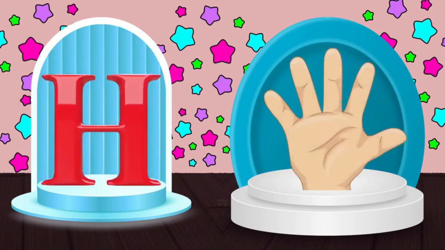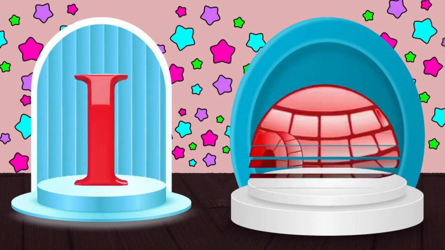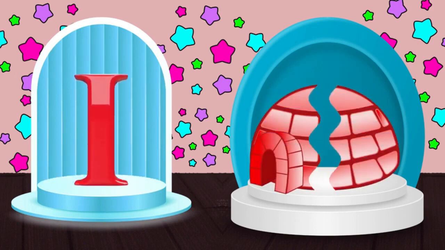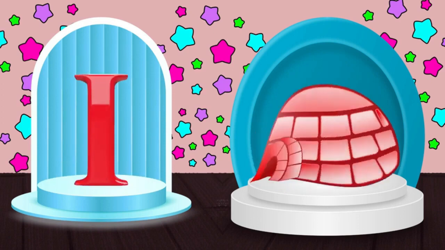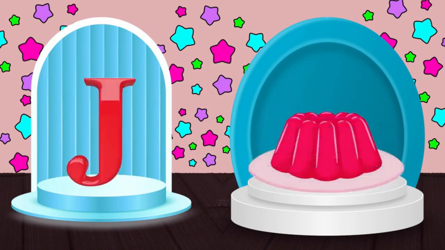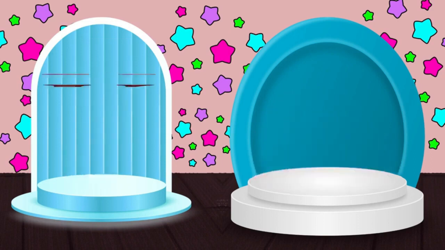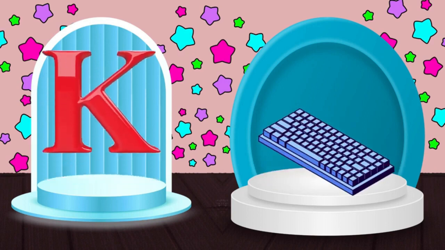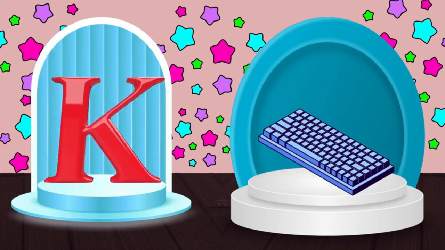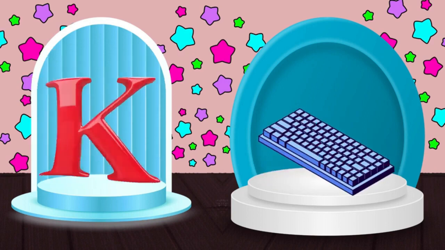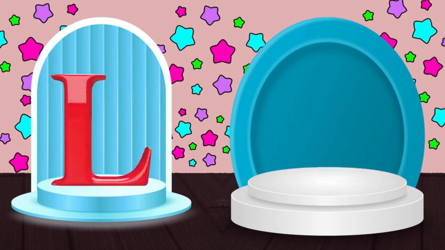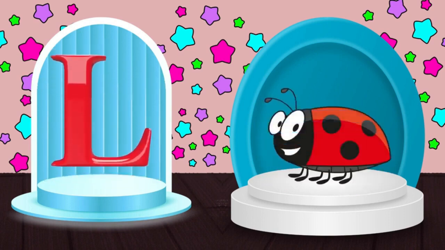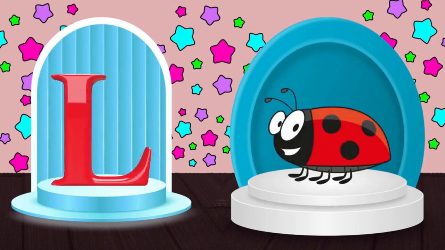I is for igloo. J is for jelly. K is for keyboard. L is for ladybug.